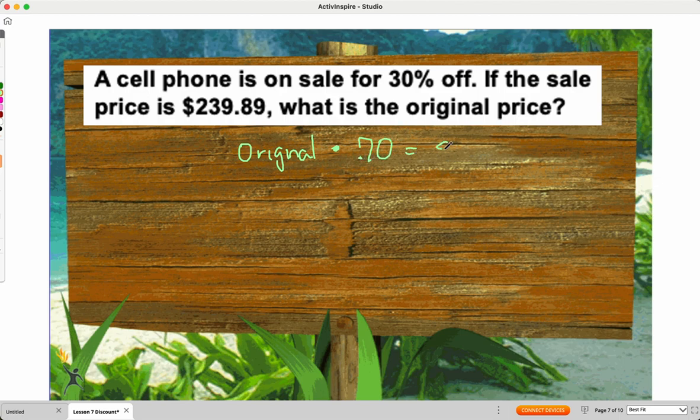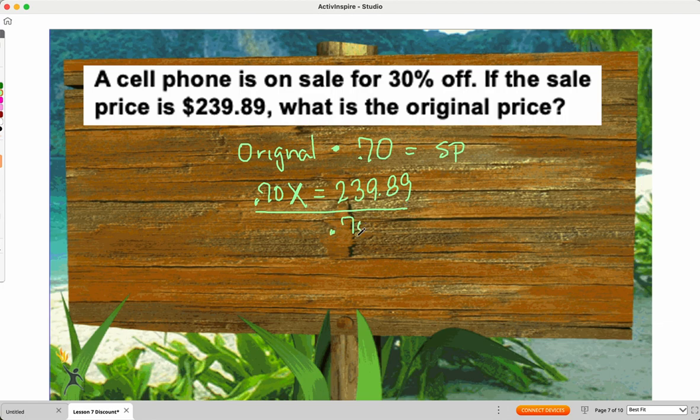That equals the sales price, right? So let's plug in what we know here. We don't know the original, so we're going to call that X. We still know 70%. We know that's not going to change, but this time it's going to equal 239.89. So how do we solve an equation like this? We simply divide both sides by 0.7.